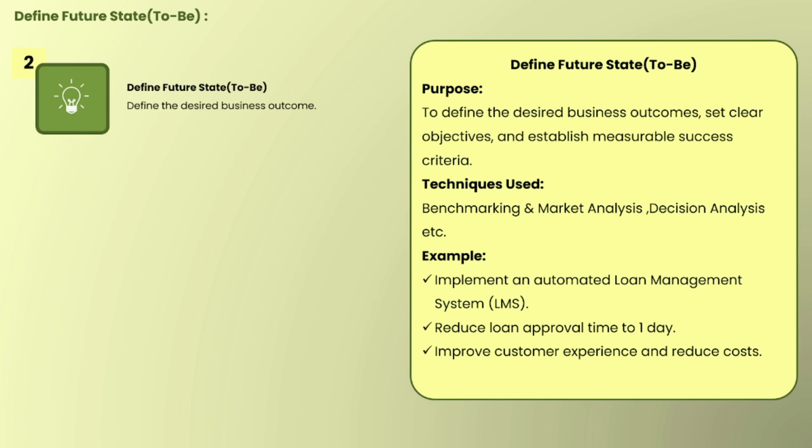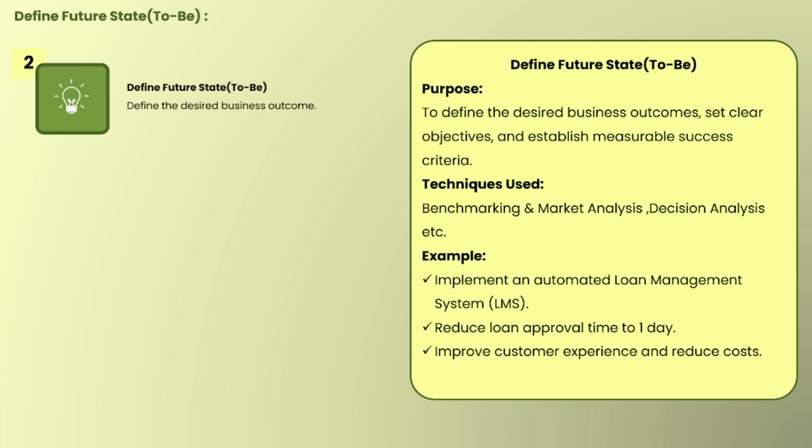Then set clear objectives. Here it's like specific goals that guide the project. Means we will focus only on specific goals so that the project can move smoothly. Something like, we want to reduce loan processing time to under 24 hours. Means a loan can be approved within a day. So this is the specific goal in mind while creating the system.